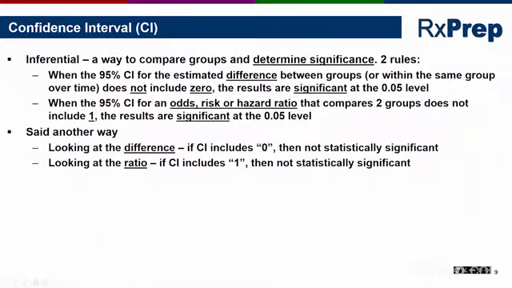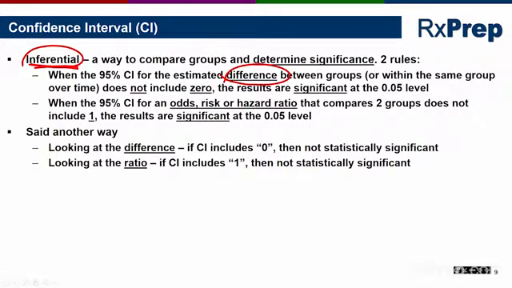So an inferential way of using confidence interval is really to determine if something is statistically significant or not. I'm on the bottom of page 159, using the same terminology and example in your book. There are 2 rules when you're using confidence interval inferentially.